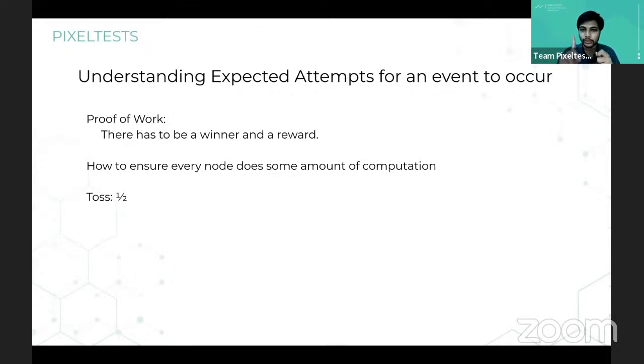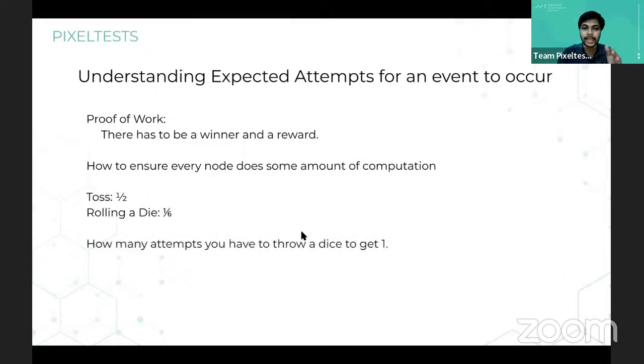Because you need one outcome that is desired, heads or tails, divided by 2, where 2 is the total possible outcomes. Similarly, for rolling a die, the probability is 1 by 6. What 1 by 6 says is how many attempts you have to make to get a particular number. For example, if you have a dice and you have to get a one, how many attempts do you think we might have to make? If you have a guess, you can put it on the chat.